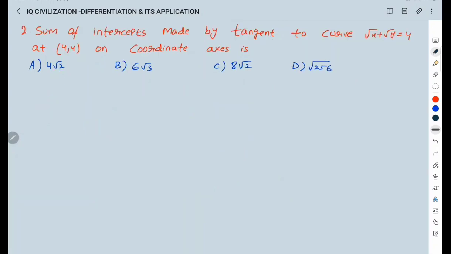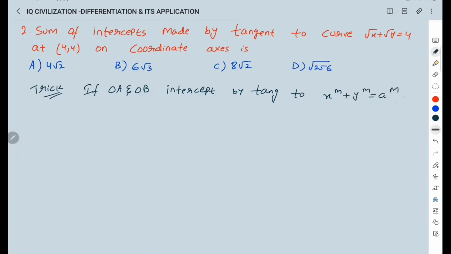Whenever a sum of intercepts kind of question is given, please remember the small trick. If OA and OB are the intercepts made by a tangent to x power m plus y power m is equal to a power m, this form, on the axes, meaning the coordinate axes, then OA all to the power of n plus OB all to the power of n is equal to a power n.